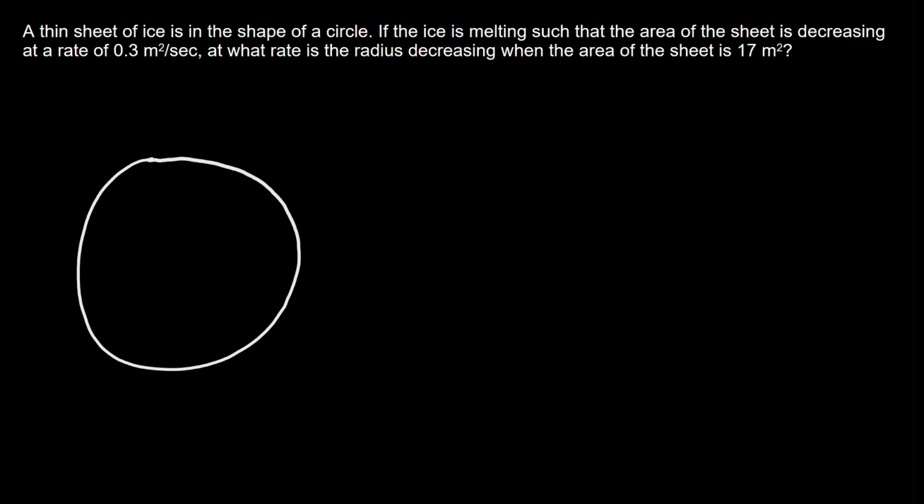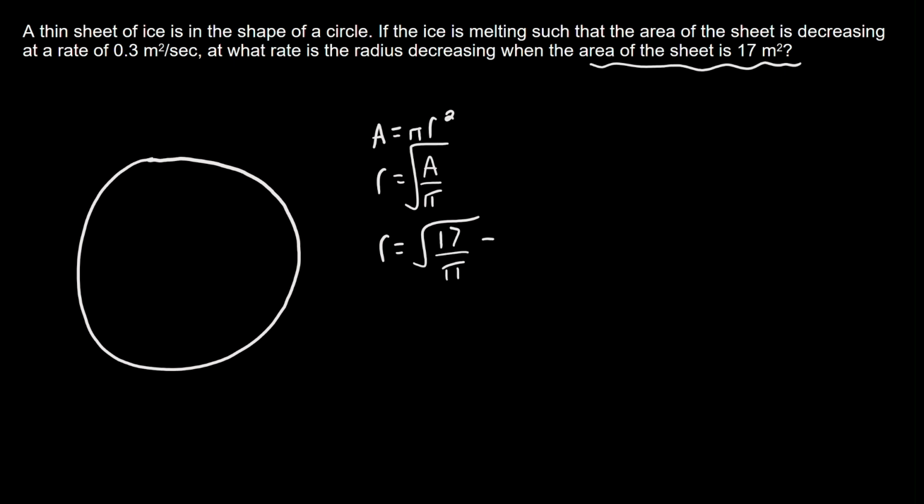So this is the piece of ice. It says it's in the shape of a circle. And the question gives us the area. So using the formula of a circle, area equals pi r squared, we could find the radius. So if we rearrange for r, we'll get r equals area over pi, all square rooted. So r equals root 17 over pi. And if you work that out on your calculator, you'll get 2.32 meters. So let's mark that down.